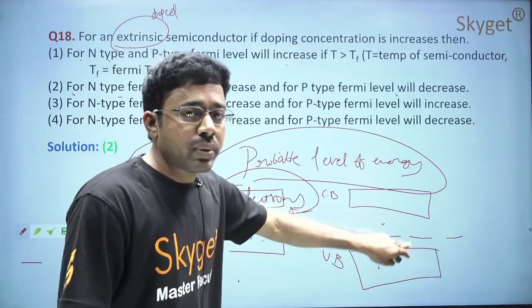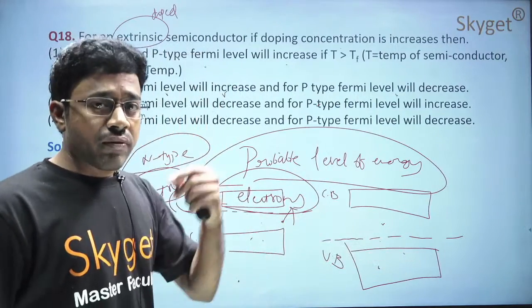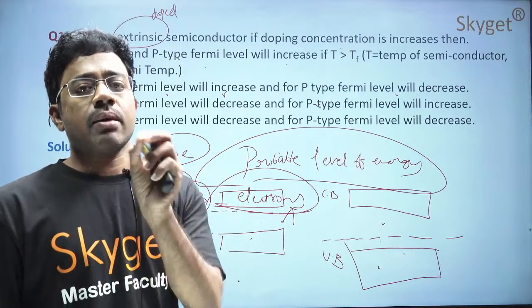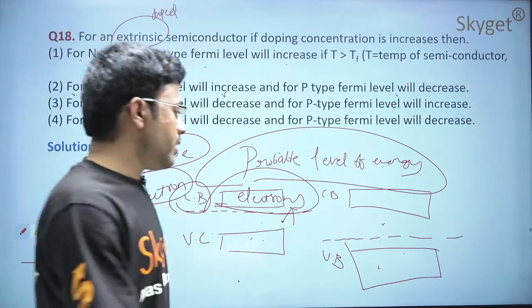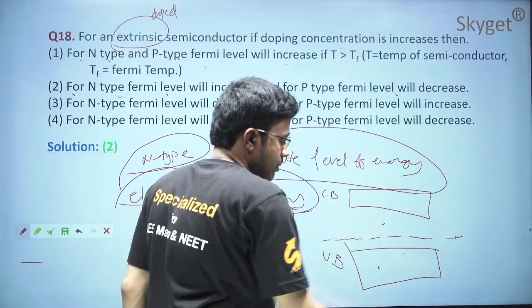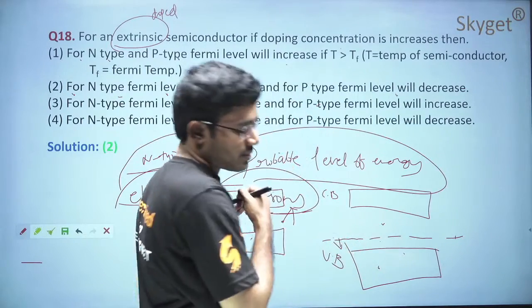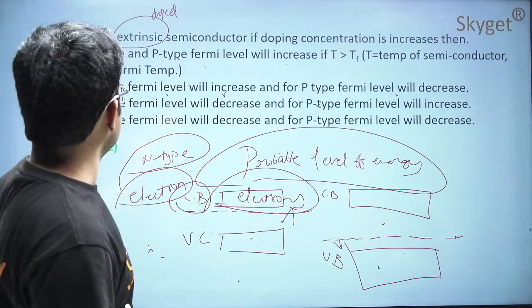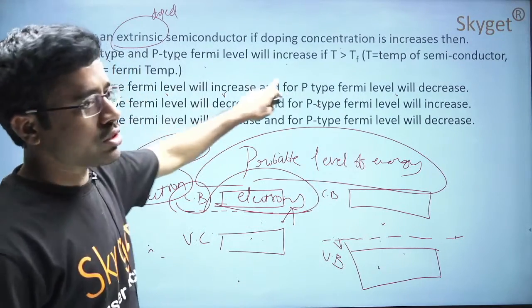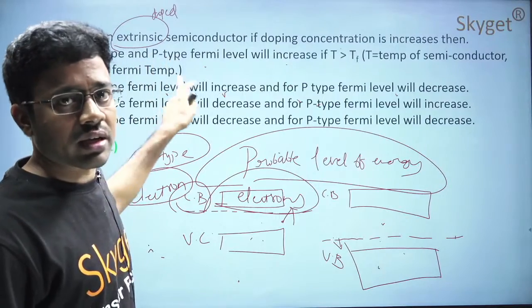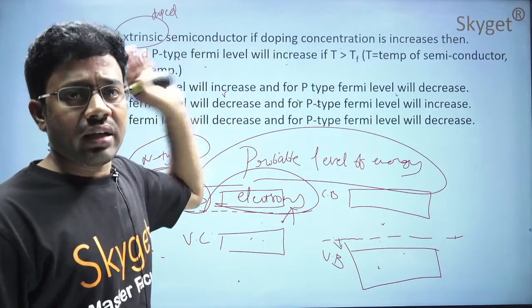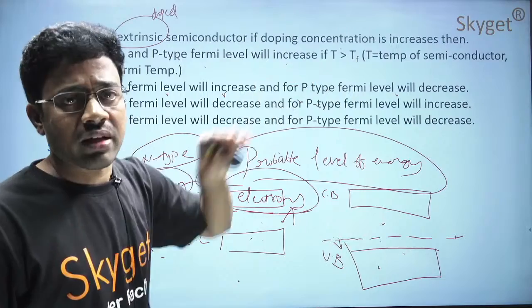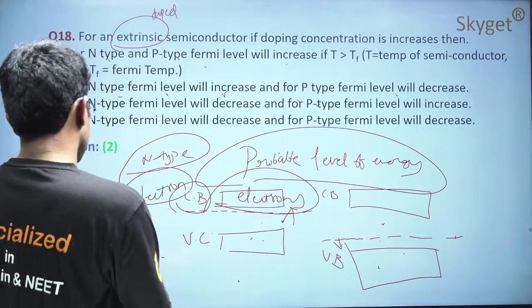Now in p-type semiconductors, if you increase the level of doping, obviously the number of holes would increase, and the Fermi level would further decrease. Considering all these factors, you can simply say that it is option 2, where in the n-type semiconductor the Fermi level will increase, and in the p-type semiconductor the Fermi level will decrease.